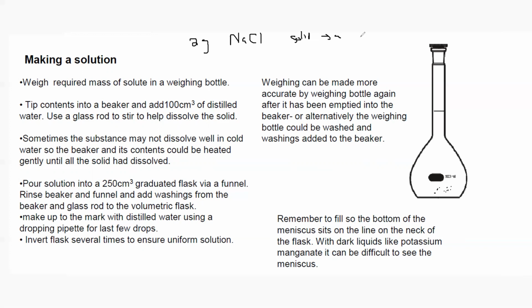It can be directly added to what is called a volumetric flask. So you can add directly to a volumetric flask, or you have these crystals of sodium chloride, and you add 100 cm cube of water and try to dissolve as much as you can. Use a glass rod or a stirrer to mix it. Sometimes the substance does not dissolve in cold, so the beaker and its contents can be heated so that it can dissolve faster or a greater quantity can dissolve.